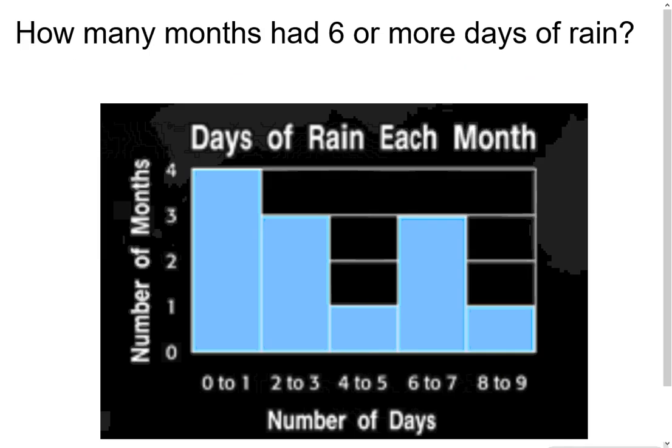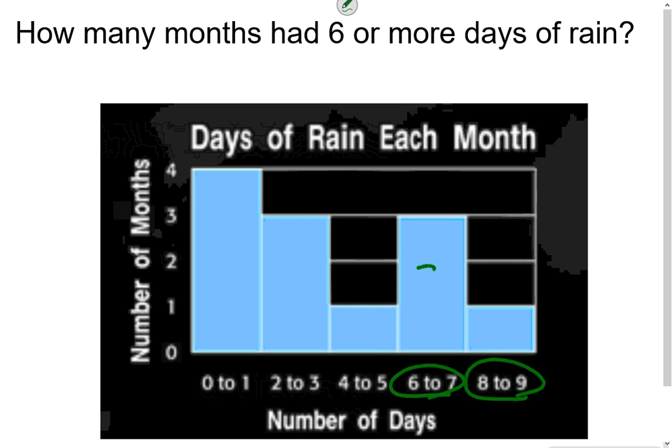This one asks us how many months had 6 or more days of rain. So we got a histogram here. It says days of rain each month is our title. We have the frequency on the left, and we have the number of days on the bottom, and we see that we have a bar that's 0 to 1, 2 to 3, so on and so forth. So if we want to know how many months had 6 or more days of rain, we're going to look at this one and this one.